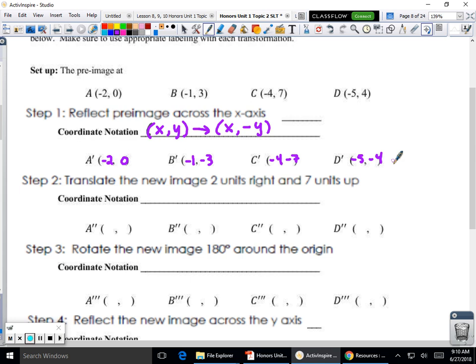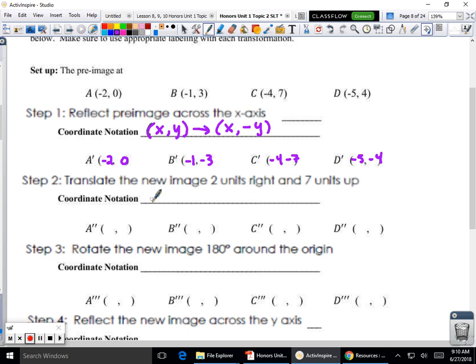So you're going to graph A, B, C, D, and A prime, B prime, C prime, D prime. You want to label that very carefully. Okay. We're going to translate the new image. Now we're taking this A prime, B prime, C prime, D prime, and we're going to translate the new image 2 units right and 7 units up.